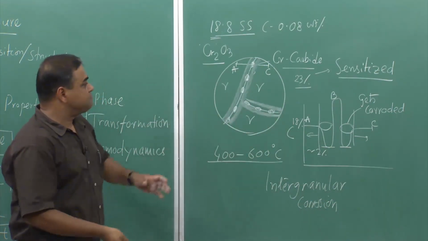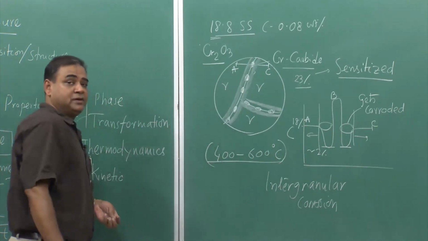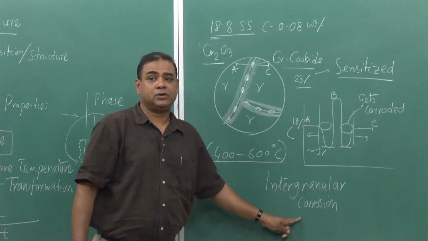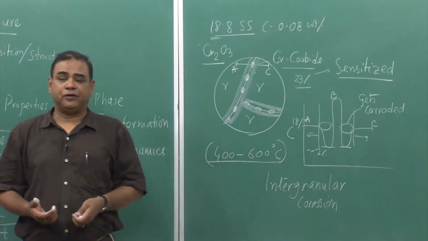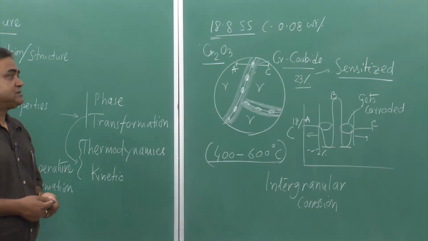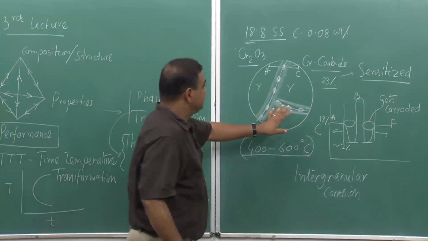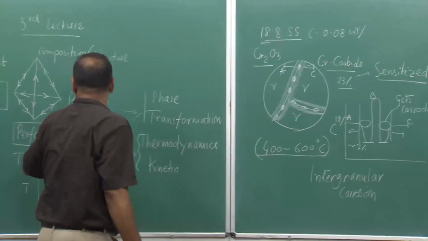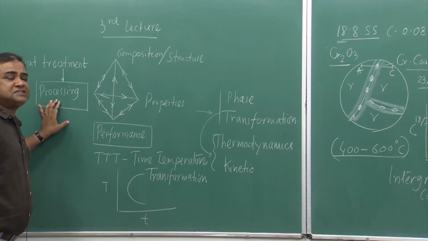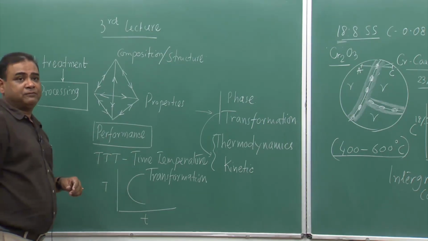So, that means because of temperature and time in this particular zone, we have this sensitization, and that leads to intergranular corrosion, which is not good for our performance. It damages the performance of that particular steel, and it is no longer stainless. So, it is not only that whenever we do processing, it would have a positive effect on performance, it can also have a negative effect on performance.